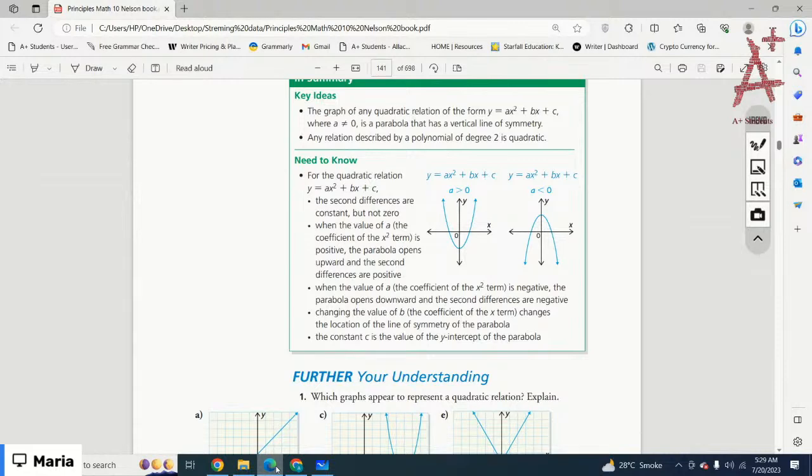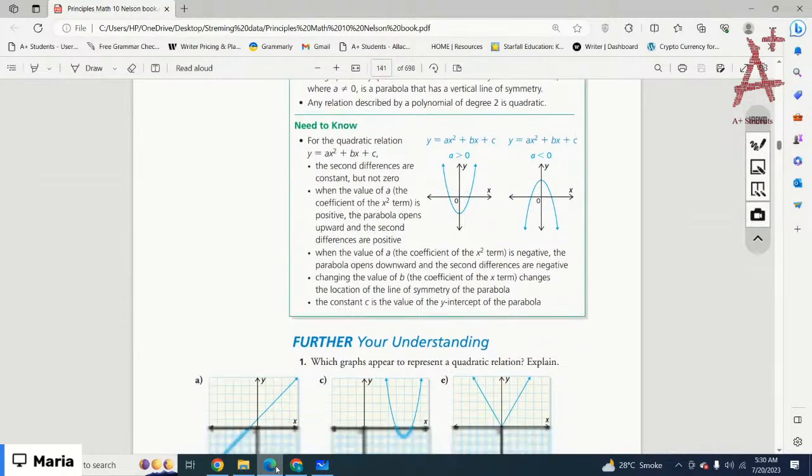When the value of a, the coefficient of the x squared term, is positive, the parabola opens upward and the second differences are positive. When the value of a is negative, the parabola opens downward and the second differences are negative. Changing the value of b, the coefficient of the x term, changes the location of the line of symmetry. The constant c is the value of the y-intercept of the parabola. So a tells you if the parabola opens upward or downward, and if you change the value of b, the line of symmetry of the parabola changes. And c is the y-intercept of the parabola.